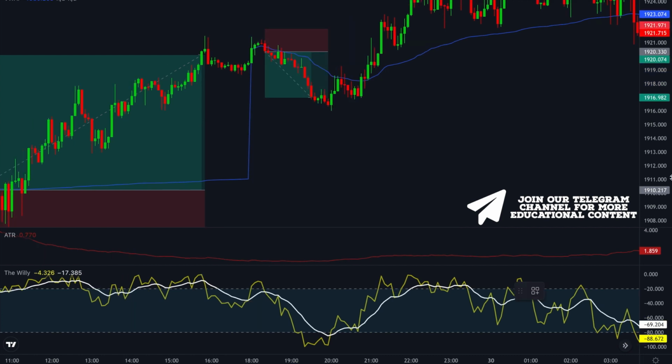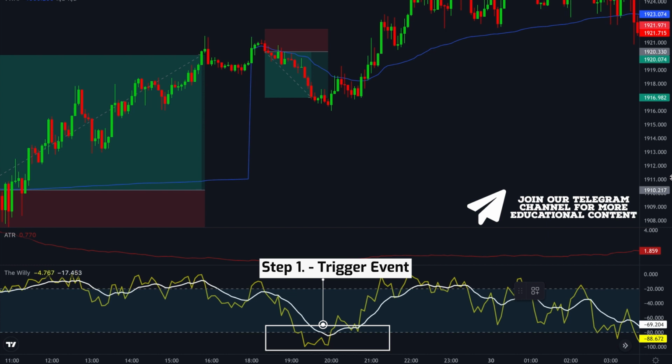So let's consider the next example. As you can see along the bottom, the yellow line is in our oversold zone. Next, we can see that the yellow line breaks above the white line, which means that our trigger event is complete. Now we need to wait for the price to break above VWAP, and here it is.